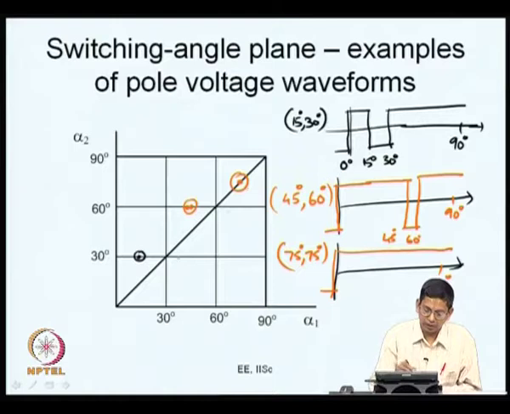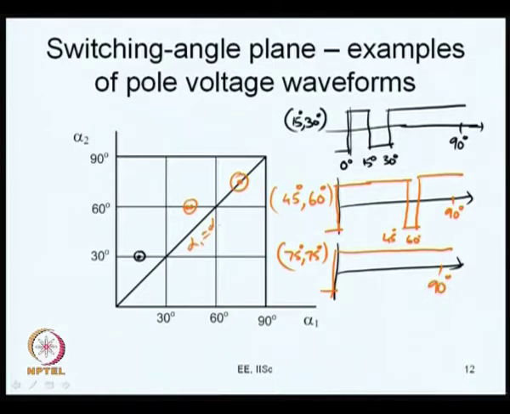So, in fact, this is the line alpha 1 is equal to alpha 2. You may consider any point on this line alpha 1 is equal to alpha 2. If you consider any point on this line, you are going to have a square wave. So, this line corresponds basically to the square wave operation. You can consider several arbitrary points in different regions, plot them, and get a feel for how the waveforms really look.